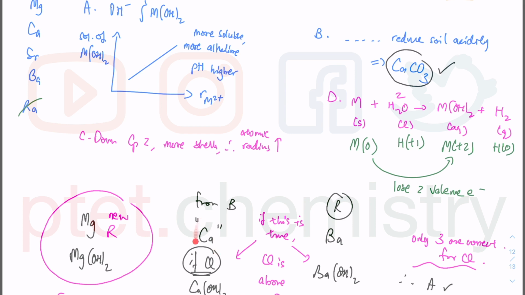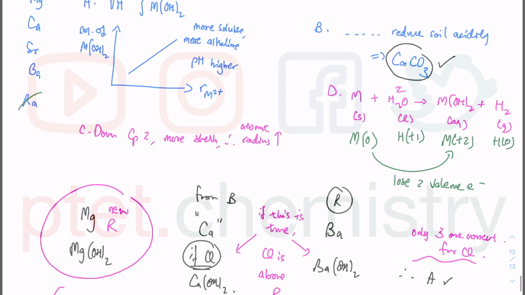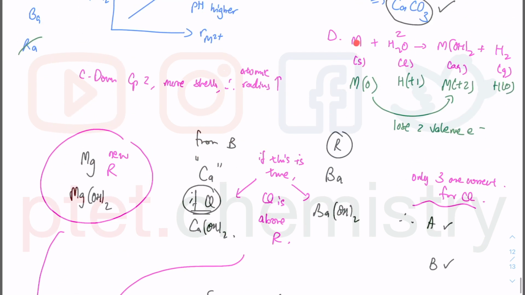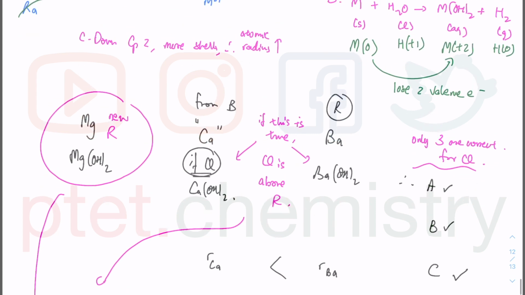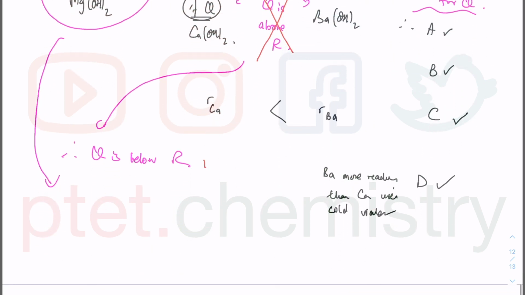B will still be correct because we still use calcium carbonate to reduce acidity of soil. But R will be smaller in radius than calcium for the atom. And R would not react quicker with cold water. In fact, it doesn't react with cold water at all. I just mentioned that when I talked about magnesium, it only reacts with steam, which is H2O in the gaseous state. So this must be wrong. So what we said earlier, Q is above R, must be wrong. Q is below R must be correct.